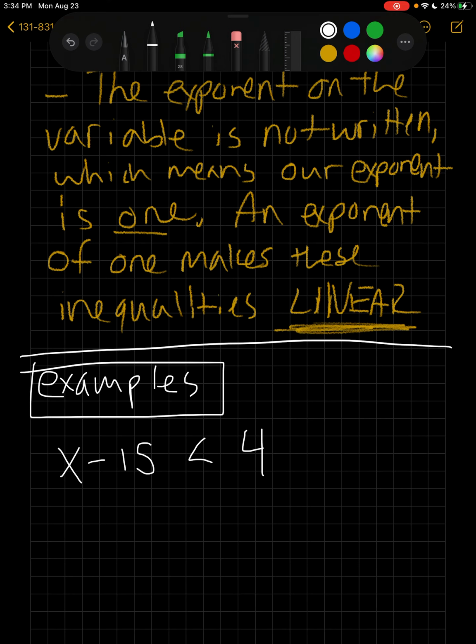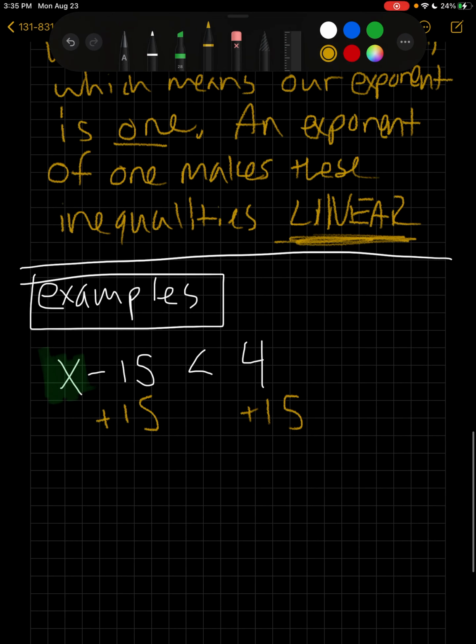So you can solve these very similarly to how you solve linear equations in one variable, which means that what I'm going to try to do, my goal is to isolate X. So I'm going to add 15 to the left and right hand side of this inequality.